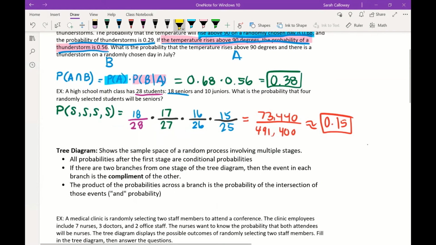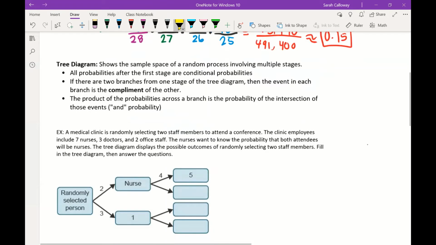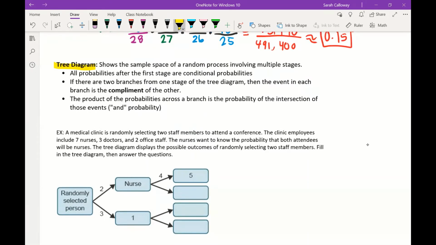The rest of the videos talked about tree diagrams. Tree diagrams show the sample space of a random process involving multiple stages. All of the probabilities after the first stage are conditional probabilities. If there are 2 branches from one stage of the tree diagram, then the events in each branch are complements of each other. Remember, that means that they add to 1.